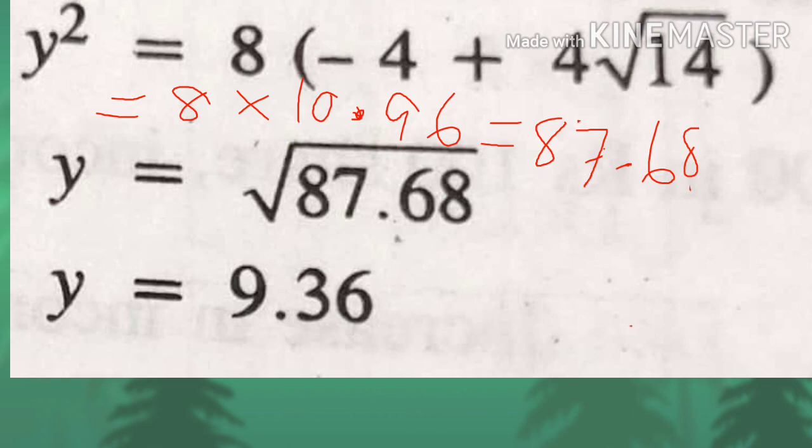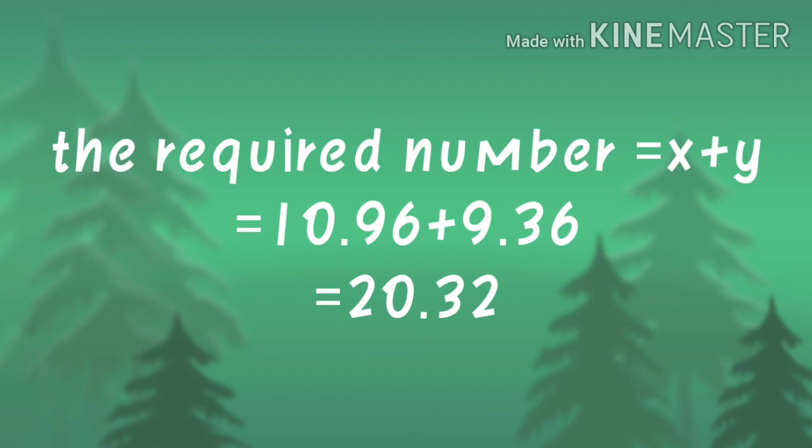Therefore, y is equal to the square root of 87.68. Thus, y is equal to 9.36. Thus, the required number is equal to 10.96 plus 9.36 is equal to 20.32.